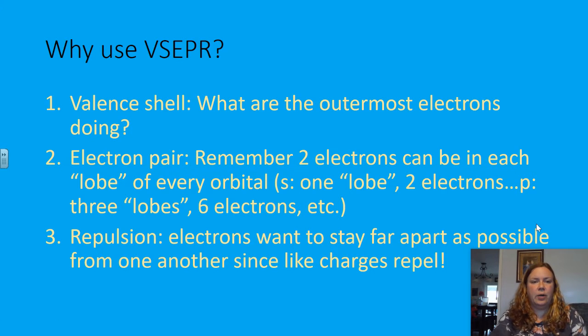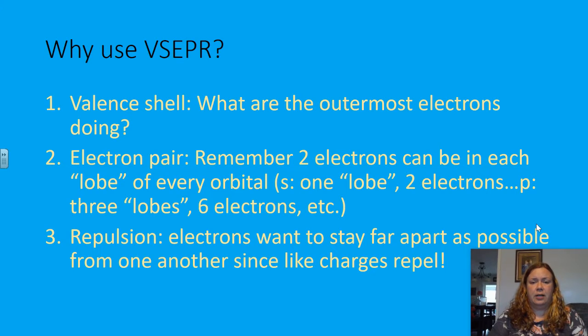First off, why are we going to use VSEPR? First off, we have to think about the valence shell. What are the outermost electrons doing? Those are the electrons that are going to go and do their job. It's kind of like the worker bees of the hive. The inner electrons are kind of the drones just hanging out, and the nucleus is like the queen bee.